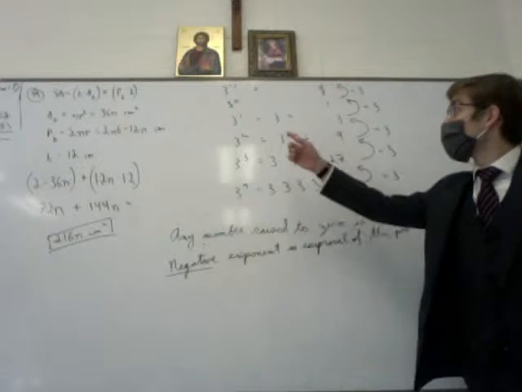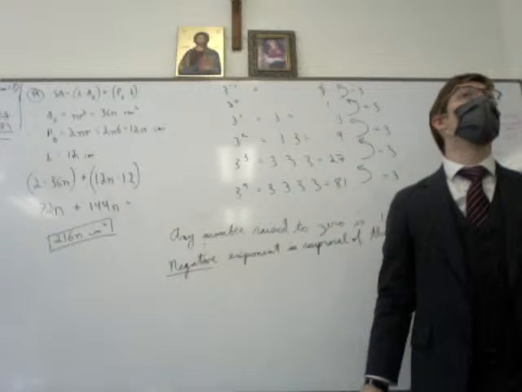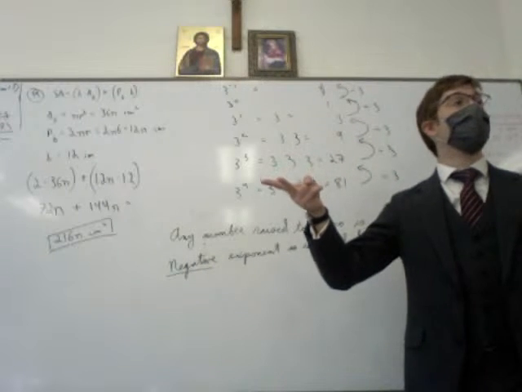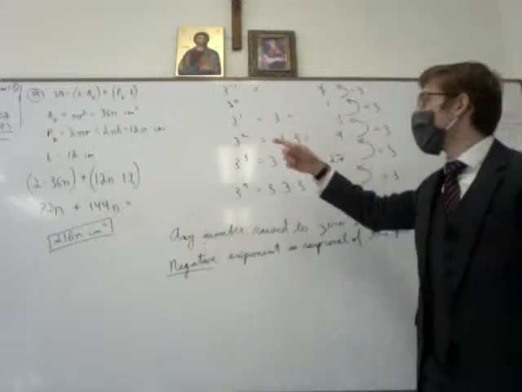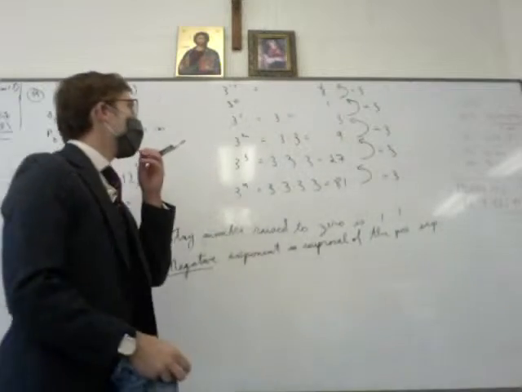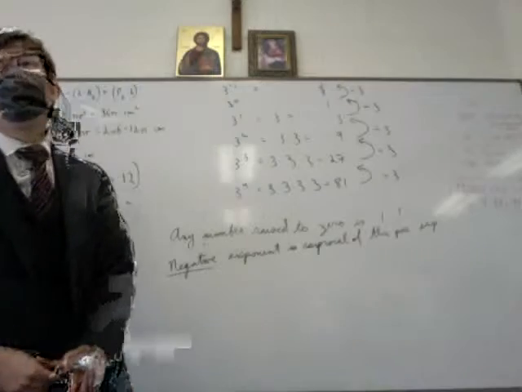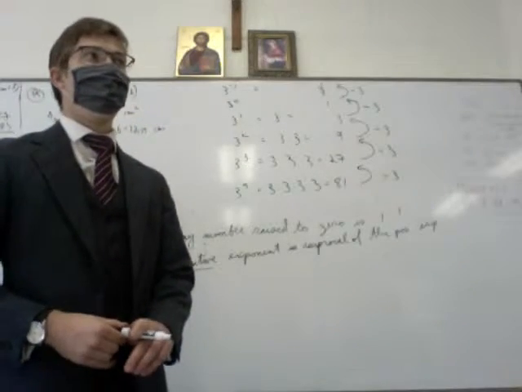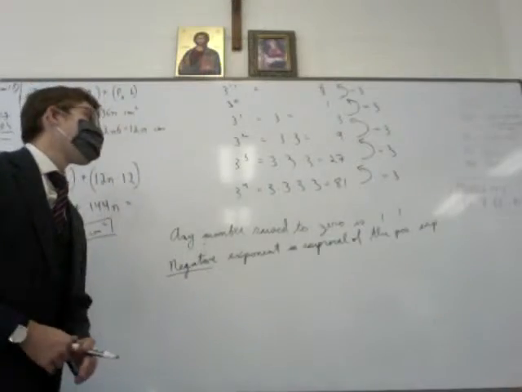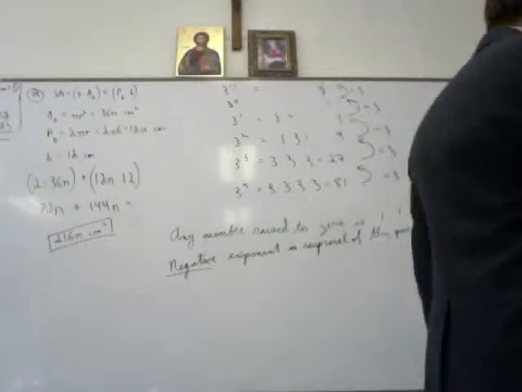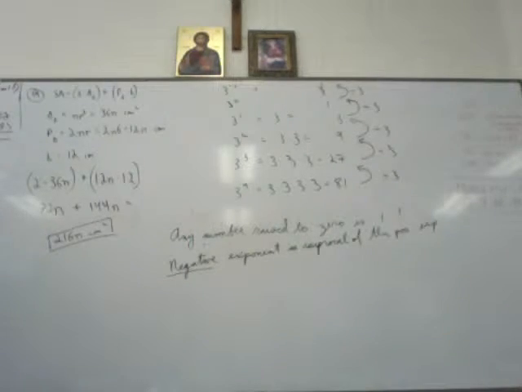So 3 to the first is 3. 3 to the negative 1 is the reciprocal of that, or just flip it over: 1/3, because 3 is already 3/1. If 3 squared is 9, what's 3 to the negative 2? If 3 to the 4th is 81, what's 3 to the negative 4th? 1/81. A negative exponent means we just take the reciprocal of the positive exponent, or we could say it's 1 over the positive exponent.